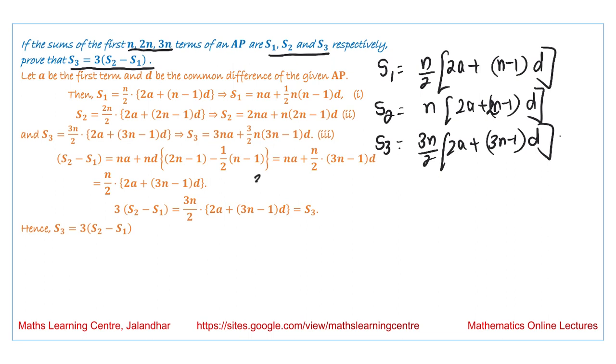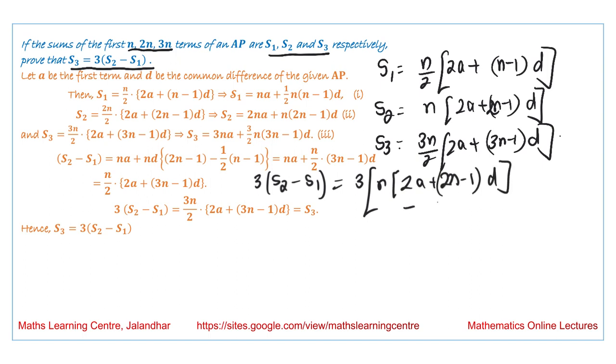Now we are calculating 3 times (S2 minus S1). So that is 3 into S2, which is n into (2a plus (2n minus 1)d), minus n by 2 into (2a plus (n minus 1)d). Now we can take n by 2 common from this, multiplying and dividing the first term by 2.